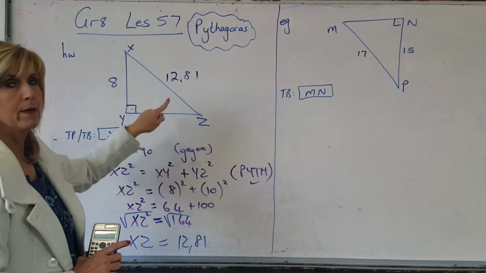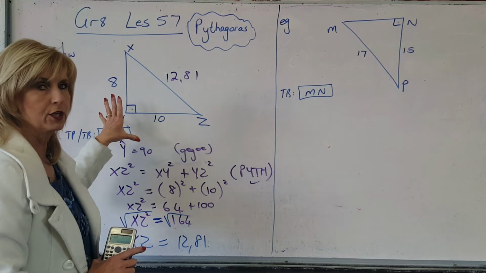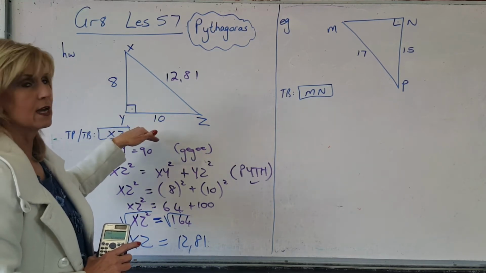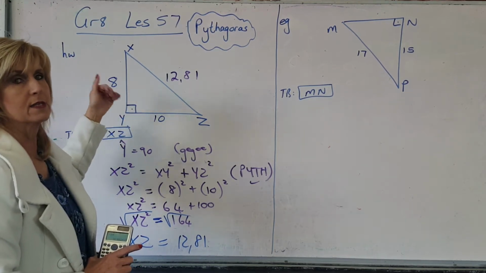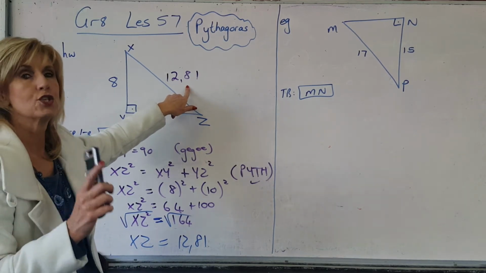Dit tel nie die sye bymekaar nie, dis die vierkante op die twee sye, die kwadrate van die twee sye. It's not just add the sides, it's add the square plus the square. And it will not give you the side, it will give you the side squared.